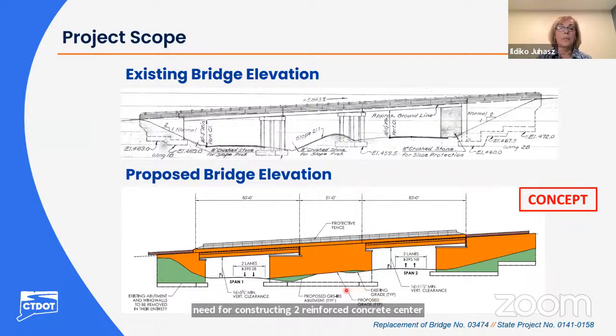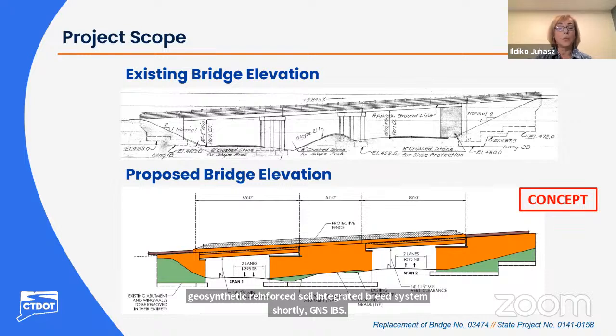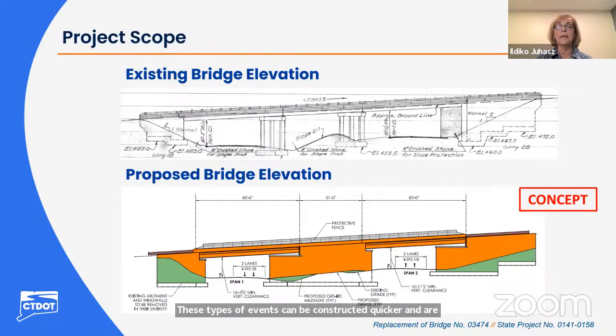The common abutment in the middle and the 2 abutments at the ends will be constructed from a system called Geosynthetic Reinforced Soil Integrated Bridge System, shortly GRS-IBS. These types of abutments can be constructed quicker and are less expensive than the conventional reinforced concrete substructures. And the application of this system has several advantages. It is easy to design and economical to construct, and it can be built in variable weather conditions with readily available labor, materials, and equipment.